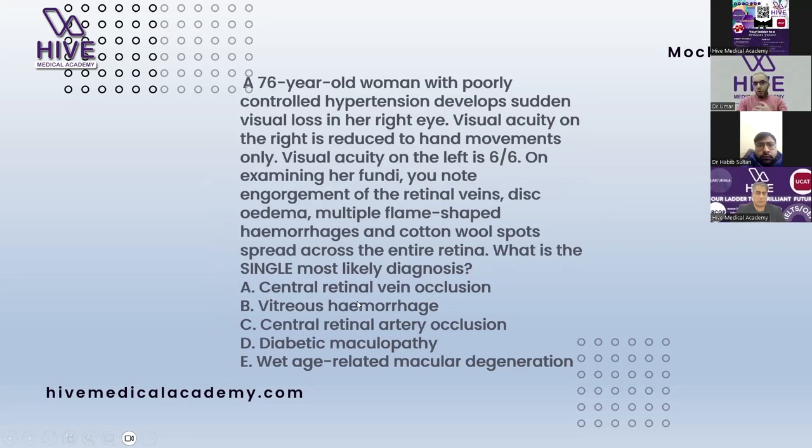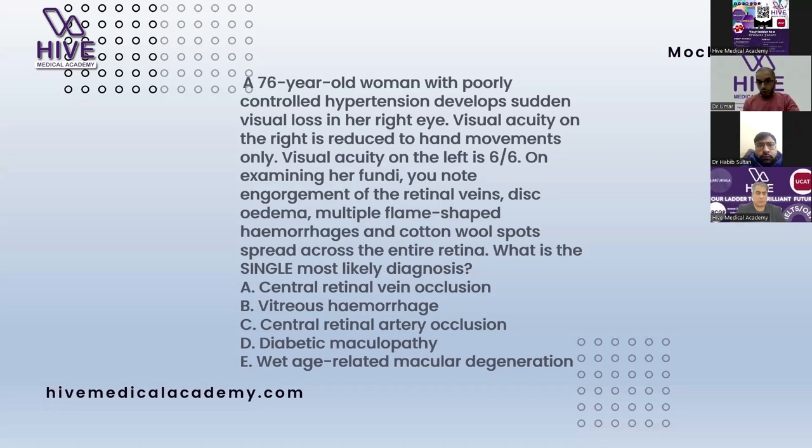So a 76-year-old woman with poorly controlled hypertension developed sudden visual loss in her right eye. Visual acuity on the right is reduced to hand movements only, so she can only see movements of the hand. Visual acuity on the left is 6 out of 6, which means it's fine. On examining her fundi, you note engorgement of the retinal veins, disc edema, multiple flame-shaped hemorrhages, and cotton wool spots across the entire retina. So the question is asking, what is the single most likely diagnosis?